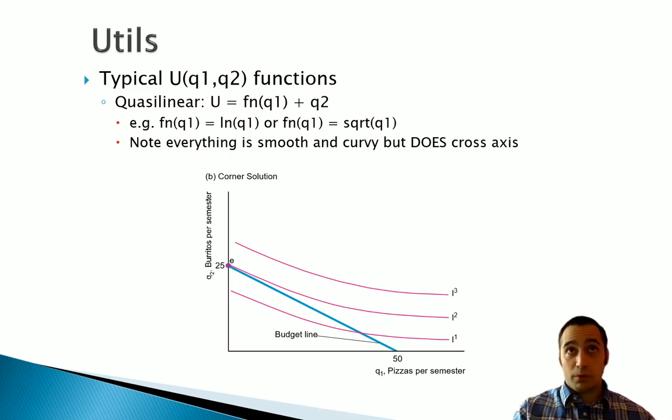Quasi-linear is anytime you have some sort of concave function, we'll just call it a function of q1, plus q2 linearly. This could be log of q1, this could be square root of q1. Anytime, again, you have a coefficient times q2 added to some concave function of q1, that'll be quasi-linear. And as far as our graph goes, quasi-linear looks kind of similar to Cobbs-Douglas in that you have smooth, curvy, parallel, sloped, curvy bits. However, these will intersect either your y or your x-axis.